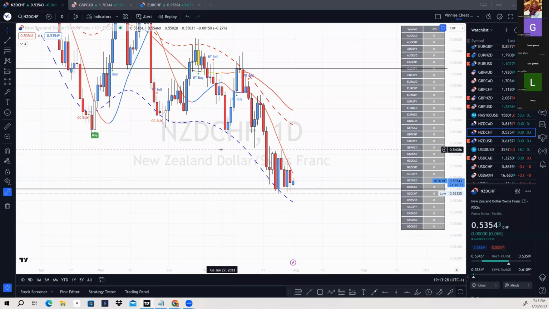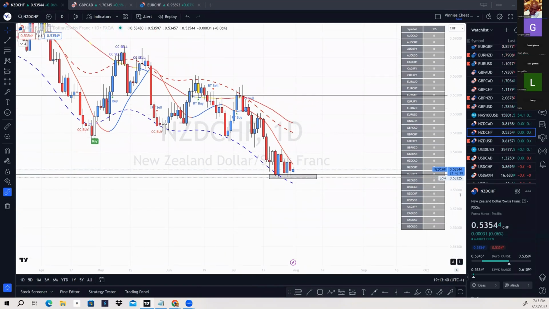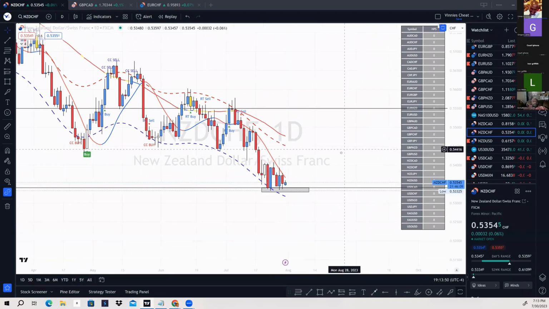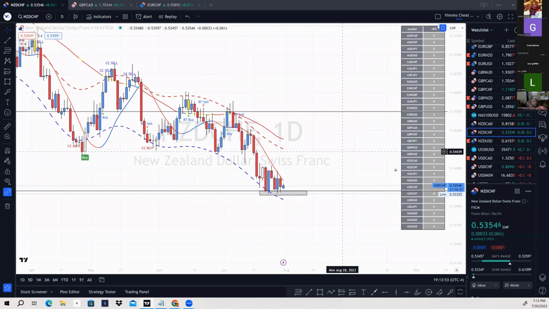All right, NZD CHF, price created a demand area here. Price went outside the band. We are looking to buy NZD CHF. So that's another pair that we can look to take a buy with early on this week. Another pair is going to be USD CHF.